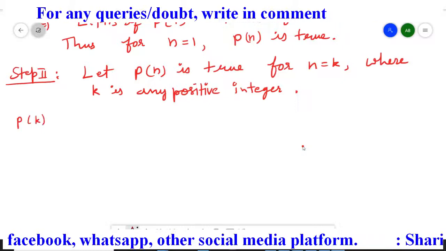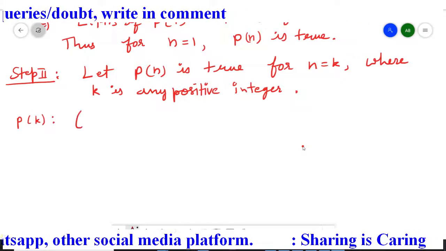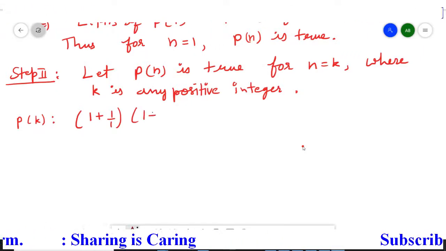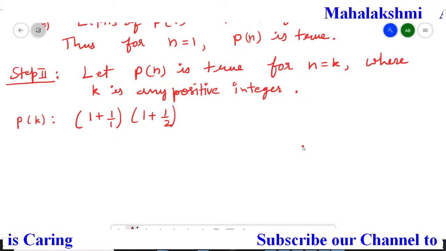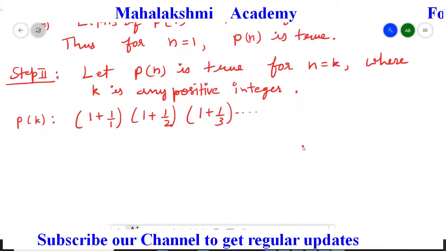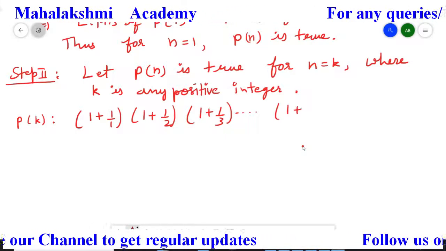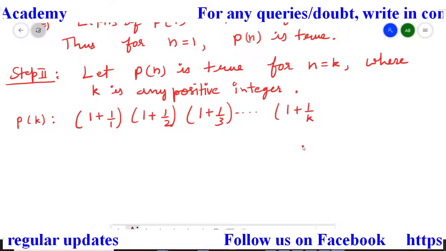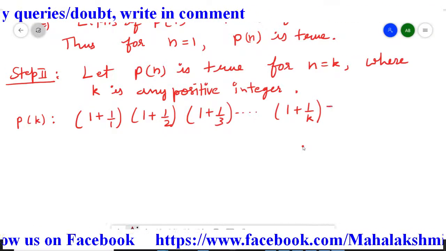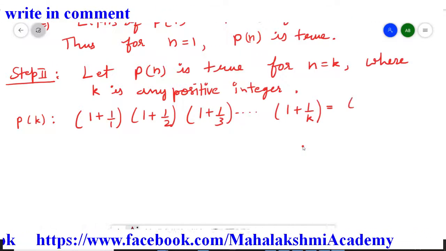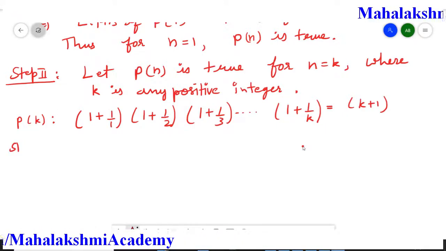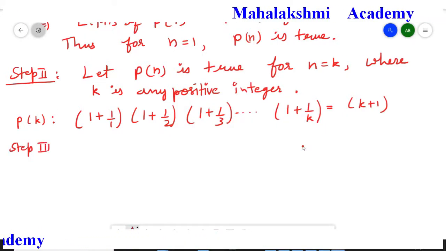So the statement Pk is going to be 1 plus 1 upon 1, then 1 plus 1 upon 2, then 1 plus 1 upon 3, and it's extended up to 1 plus 1 upon k. So you can check the question. In the question here we have n, so instead of n I wrote here k, and here it is going to be k plus 1. So this is step second completed. Now we will move to step third.